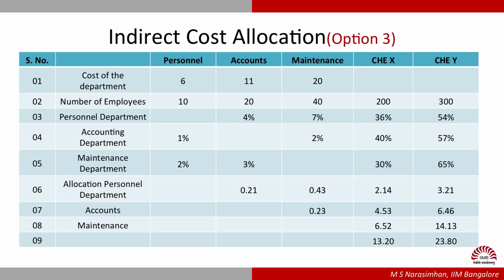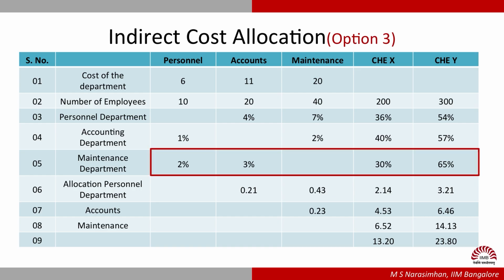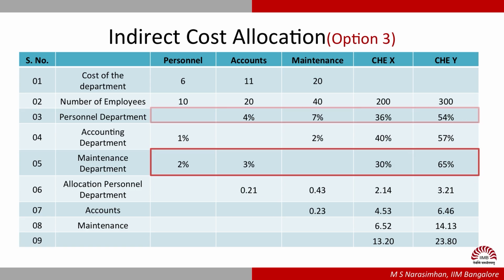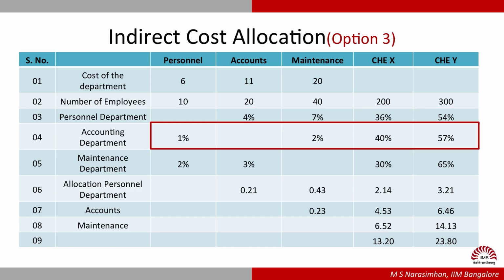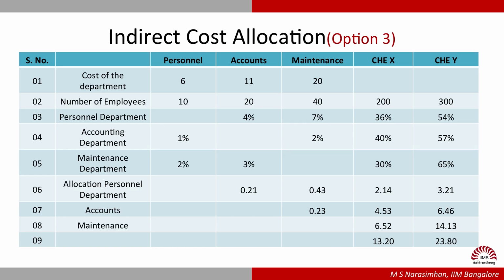Suppose we ask each department head about the services they have provided to other departments. Maintenance department head estimates 30% of its time was spent on plant X. Another 65% of its time was spent on plant Y. 2% of its time was spent on personnel department and 3% of its time was spent on accounts. Similarly, the personnel department head estimates its service is directly proportional to the number of employees. Accounting head estimates 40% of the services is related to plant X, 57% is related to plant Y, 2% for maintenance and 1% for personnel. How can we use this input in our allocation?